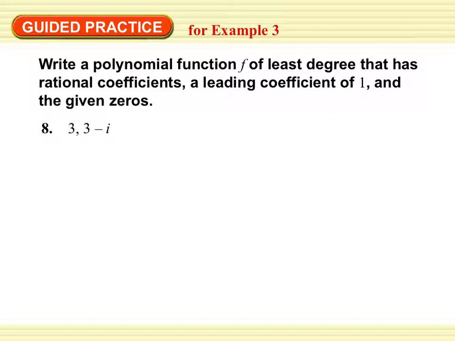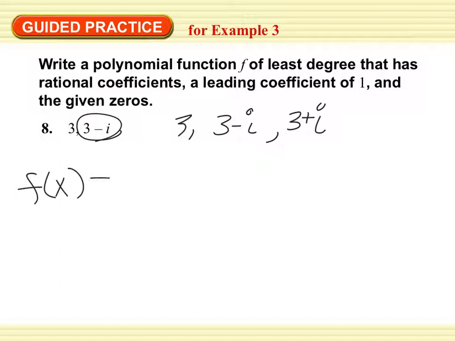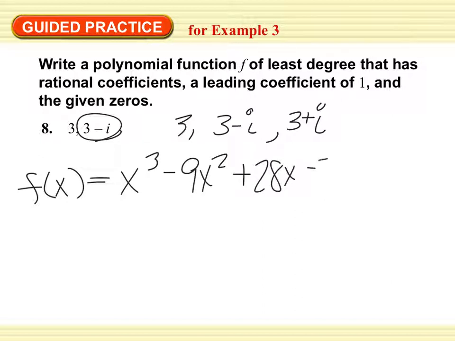All right, if you would like to try this one, I feel like we've practiced quite a few. This will be 3 minus i, and 3 plus i. And my answer is going to be f of x equals x cubed minus 9x squared plus 28x minus 30. Cool.